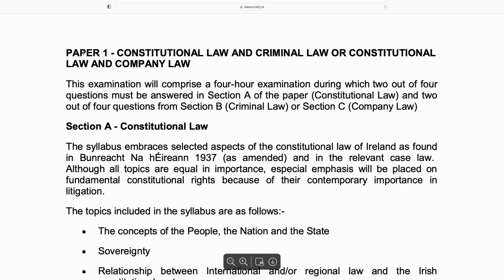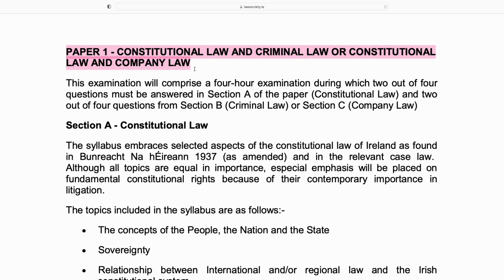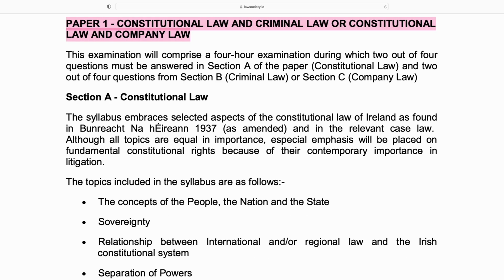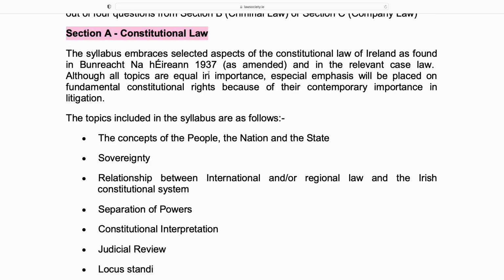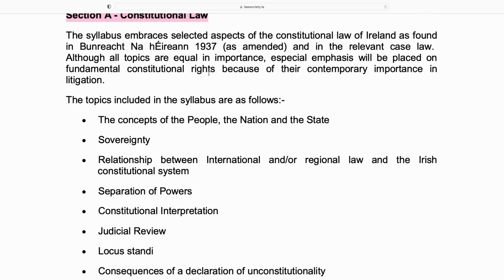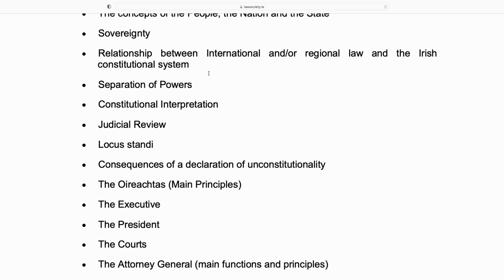So I thought it would be a good idea to look down through the syllabus that you're given on the Law Society's website, and just simply tell you what I perceive to be important and what's not important. So you'll see here under constitutional law, there's a number of topics set out, and these are all covered in my ebook, but they're much more organized.